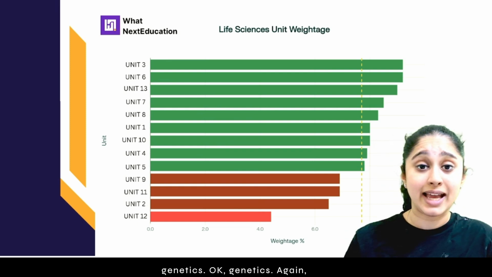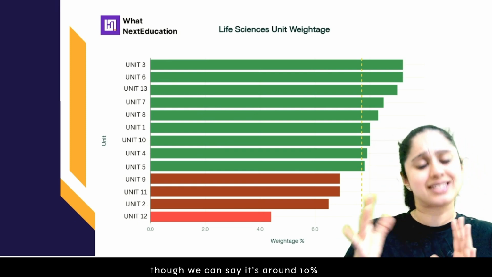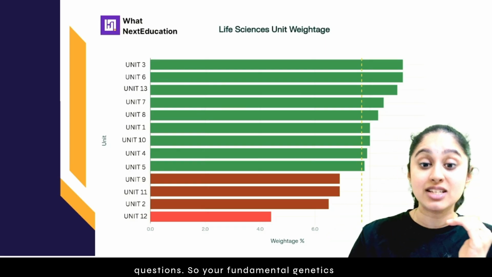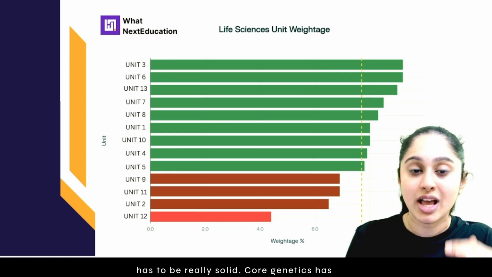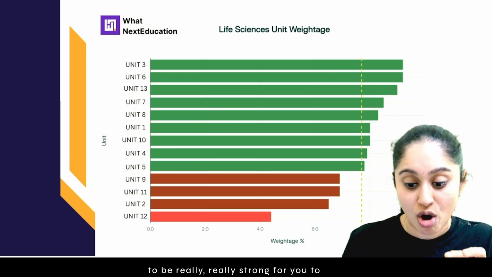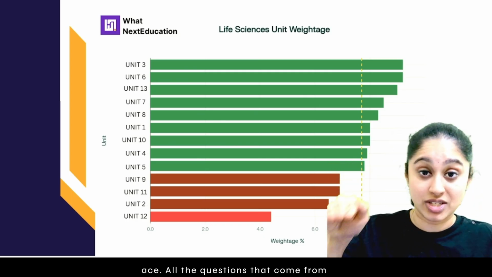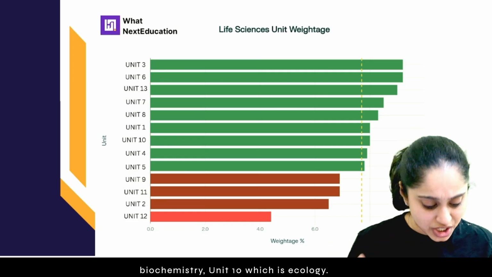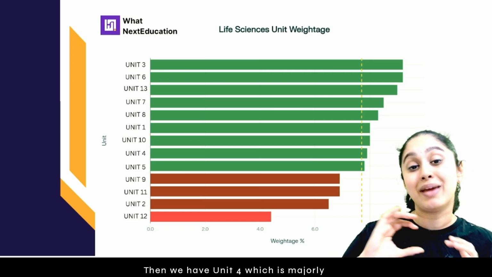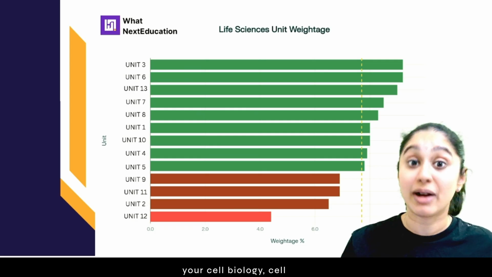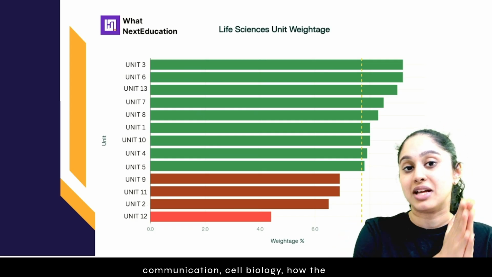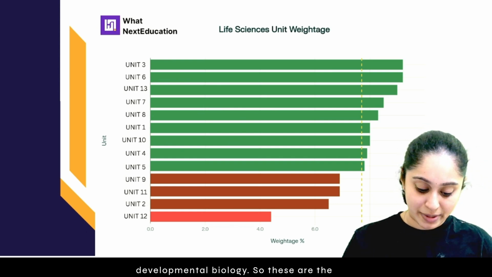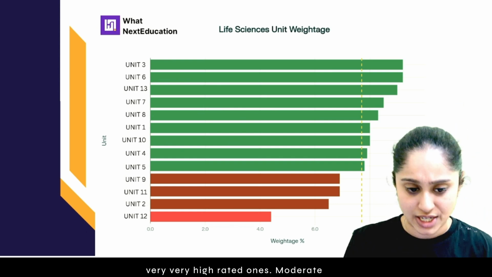Genetics again, though we can say it's around 10% weightage, you get a lot of applicative questions. So your fundamental genetics has to be really solid, core genetics has to be really really strong for you to ace all the questions that come from genetics. Then we have unit 1, which is biochemistry, unit 10, which is ecology. Then we have unit 4, which is majorly cell biology, cell communication, how the communication and signaling is working, very very important, followed by developmental biology. So these are the very very high weightage ones.